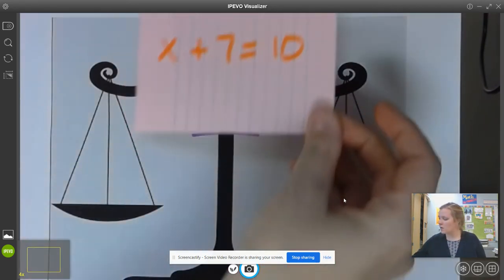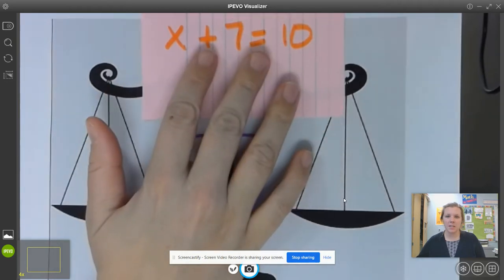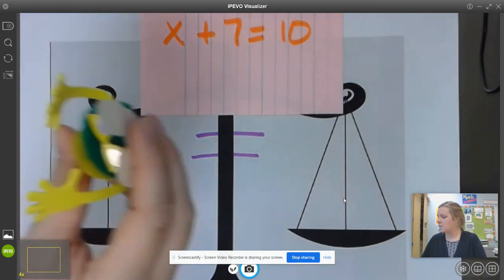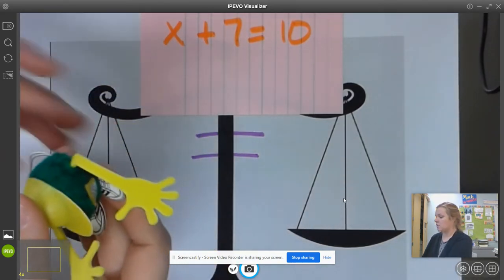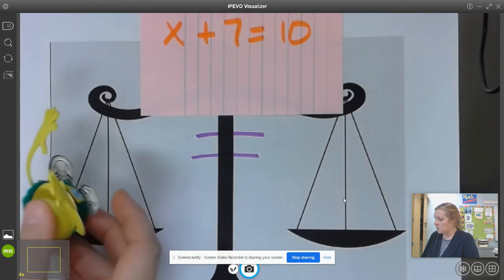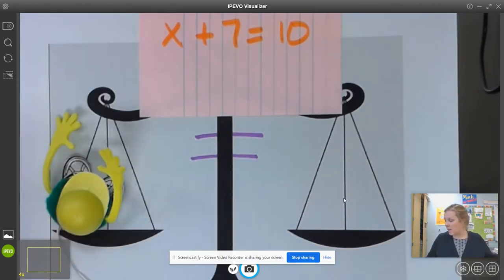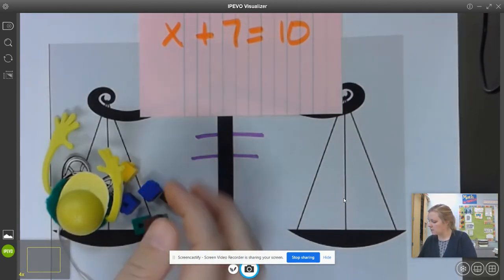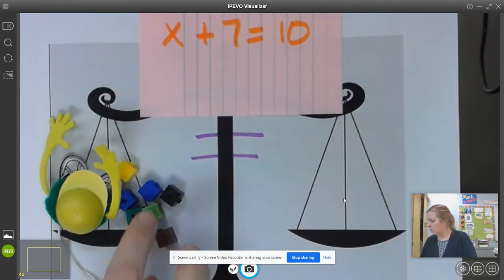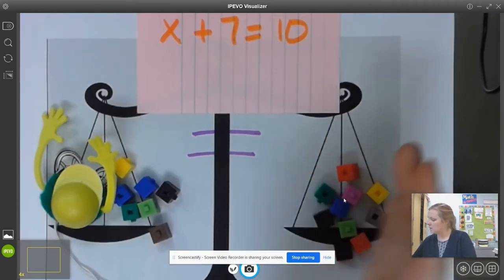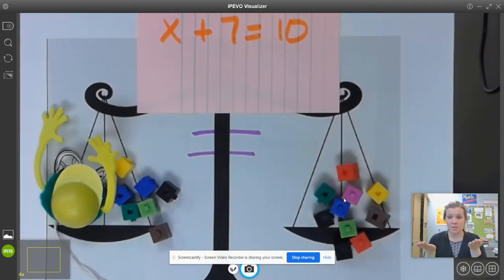But if I try to solve this problem, x plus 7 equals 10. This thing is going to be our x. I have no idea. It's like a little keychain. I don't know what it is. This is our unknown. We don't know how heavy he is, but we know that this guy plus 7 blocks, I counted them earlier, 1, 2, 3, 4, 5, 6, 7, is equal to 10 blocks. So we know that these two things are balanced. The scale is even right now.